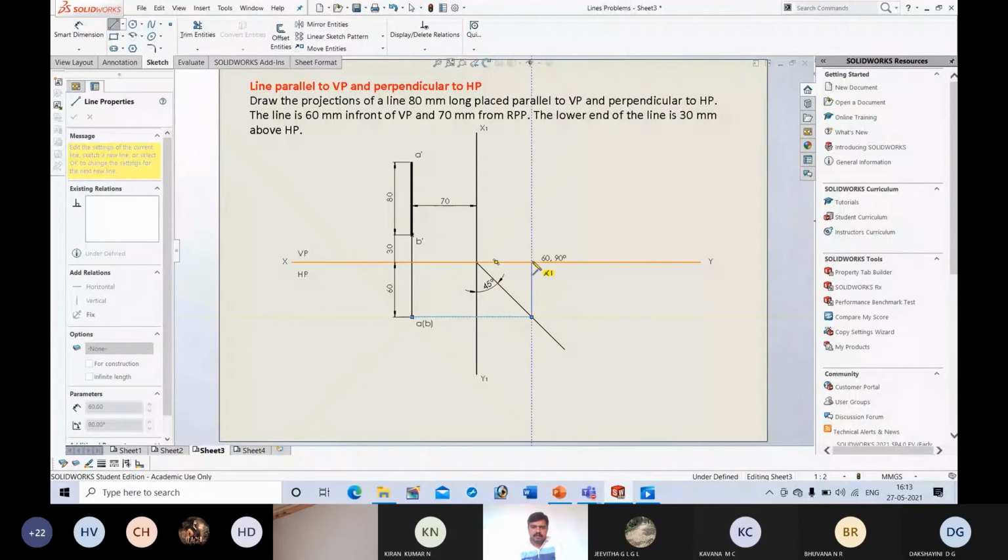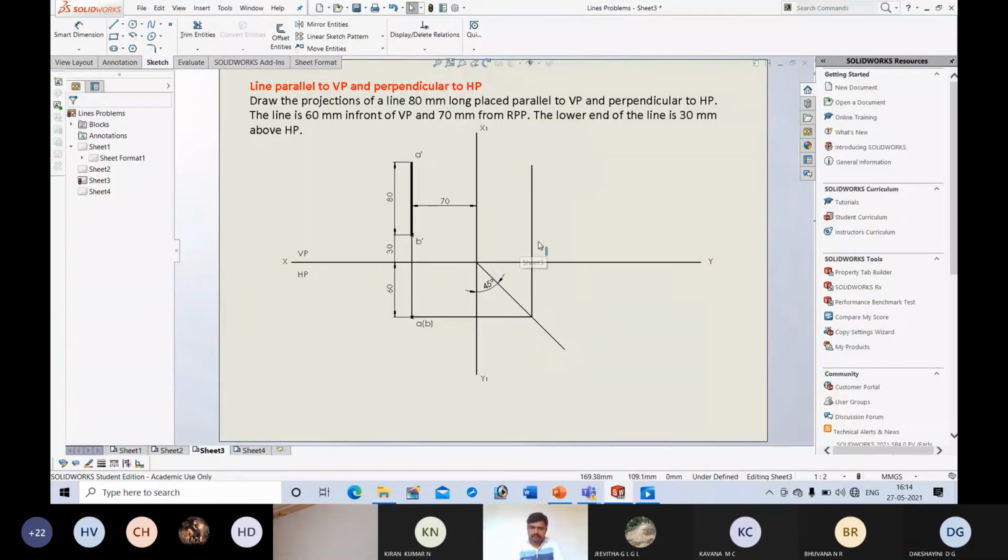So then, draw a vertical line. Okay, now we know.